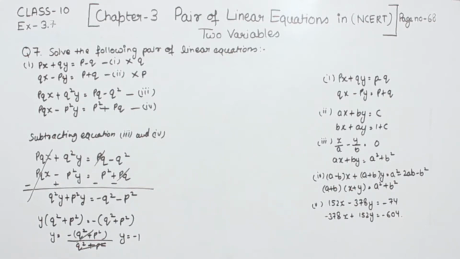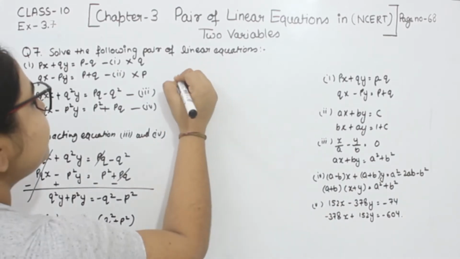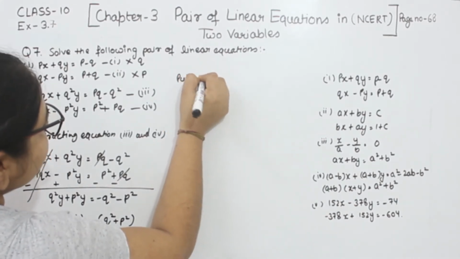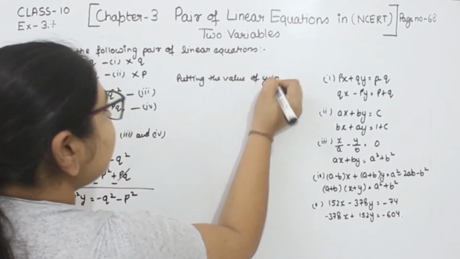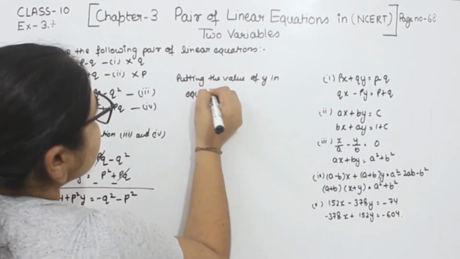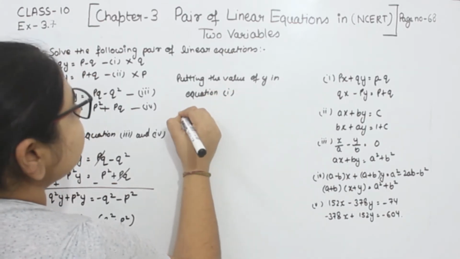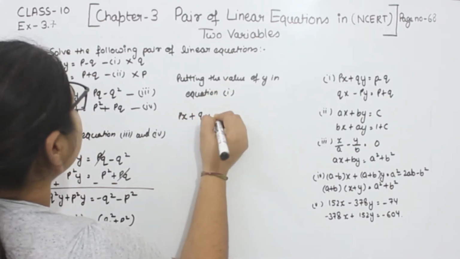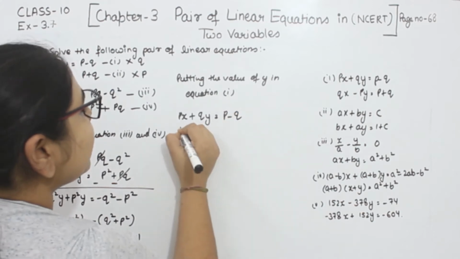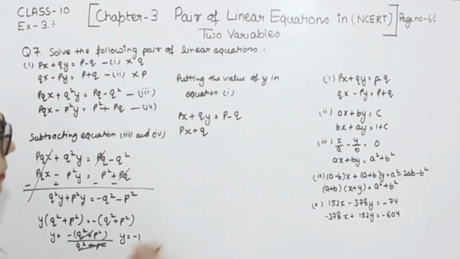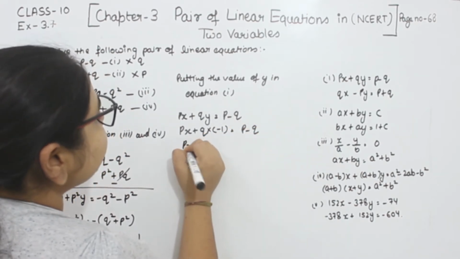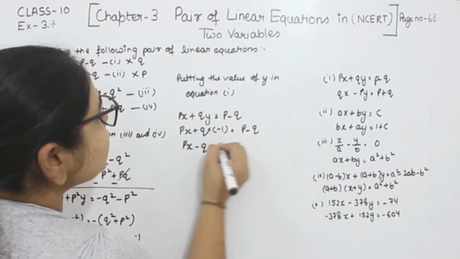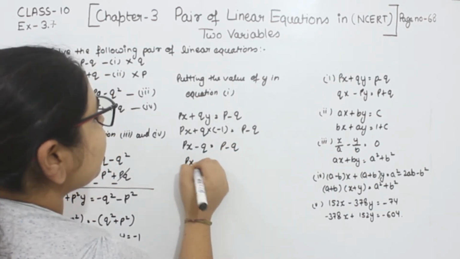Now I am going to put this one in equation number 1 for finding the value of x. So I am going to write here, putting the value of y in equation 1. So equation 1 is px plus qy equal to p minus q. So px plus q times minus 1, and here we have p minus q. So px plus minus q is equal to p minus q. Now we are going to transfer this q here.